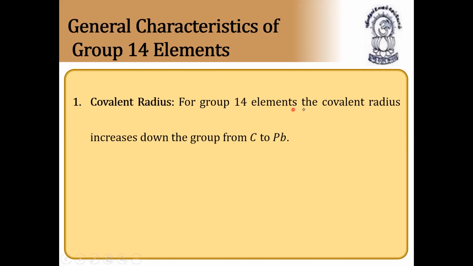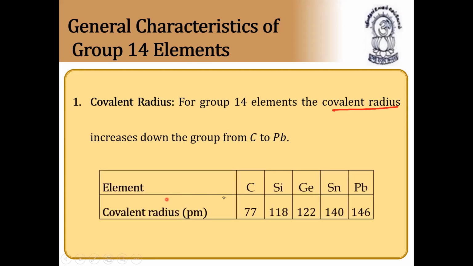For group 14 elements, the covalent radius increases down the group from carbon to lead. Covalent radius: carbon 77, silicon 118, germanium 122, tin 140, lead 146. This is called covalent radius, related to covalent bond formation.